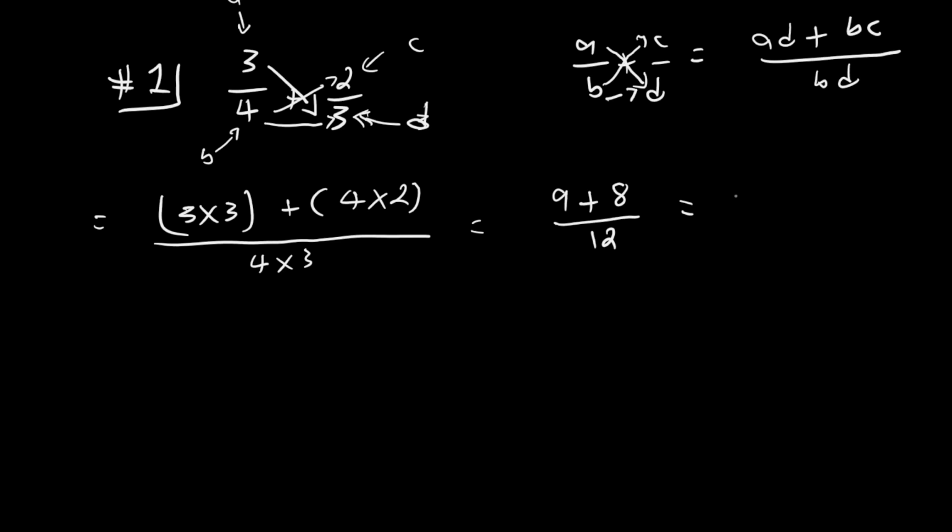Next step is, let's add the numerators. 9 plus 8 is equal to 17. Let's copy the denominator. And this is our final answer.